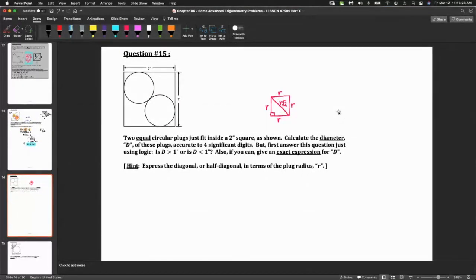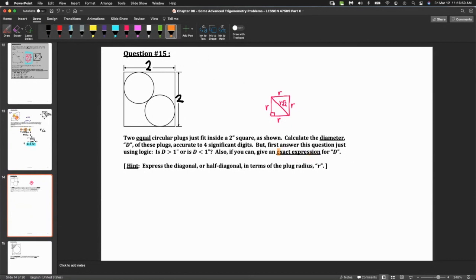I think you suspect what I'm going to do at this question now. Do you see it? So let's take a look here. We have a 2-inch square. So this is 2 inches. I'll just put 2 because it's kind of hard to read that. That's 2. And you want to fit 2 equal circular plugs. And the question is find the diameter D.